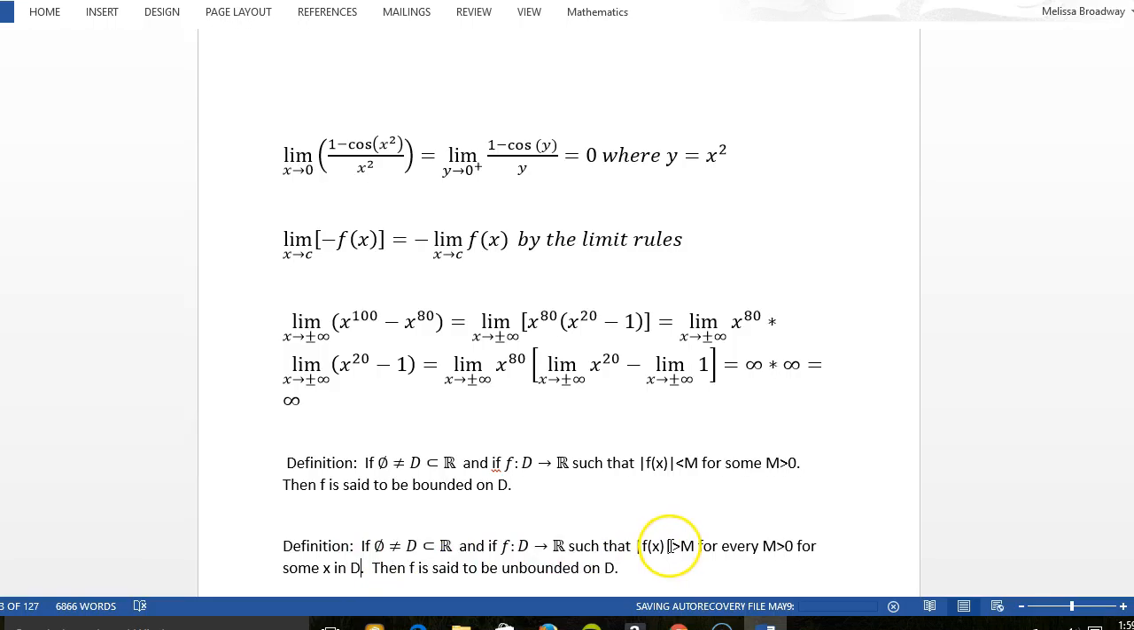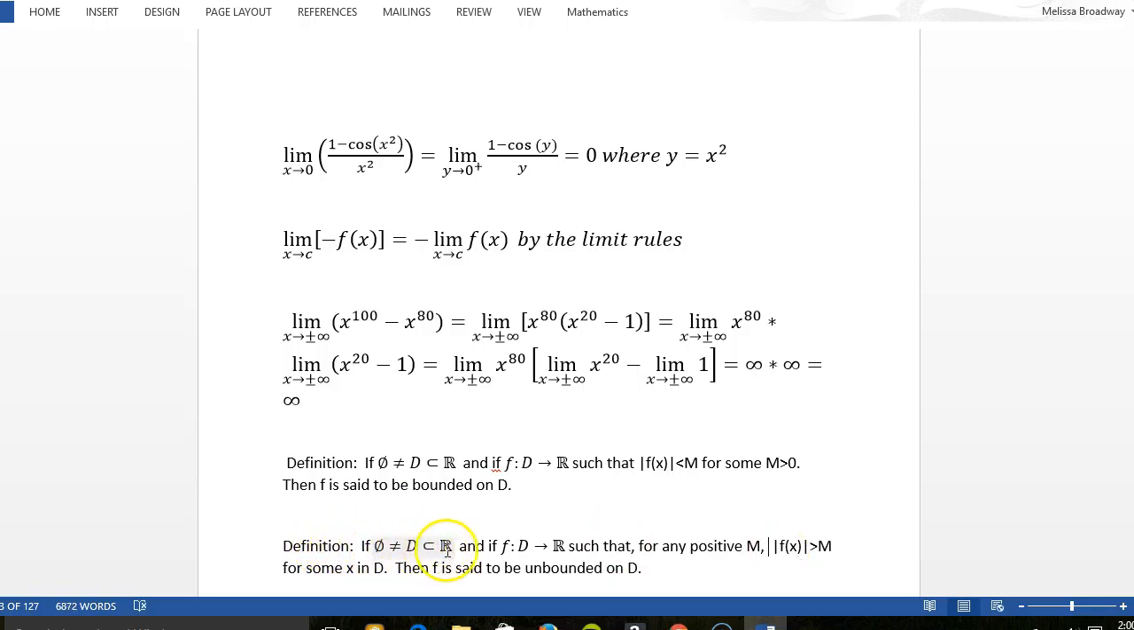from D to R, such that... You know what? This is badly worded. So let me reword this. Such that for any positive M... There we go. So I'll finally get it right.